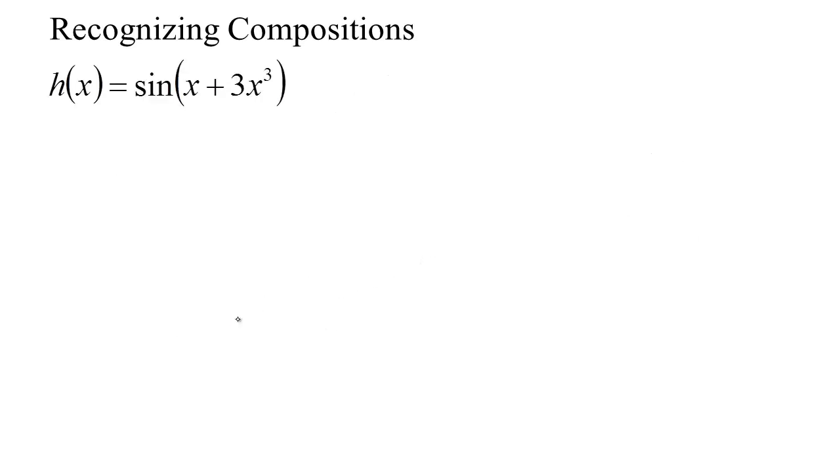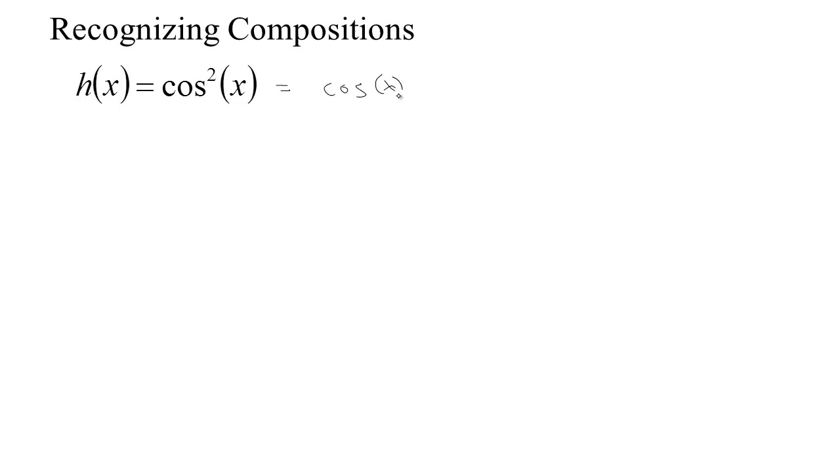Okay, so let's work some more here. I see an easy way to do this one. Maybe let the inside function be x plus 3x cubed, and the outside function can be sine x. So we broke it down into a composition of two simpler functions, right? With this choice for f and g, h is actually the same thing as f compose g of x, or f of g of x.